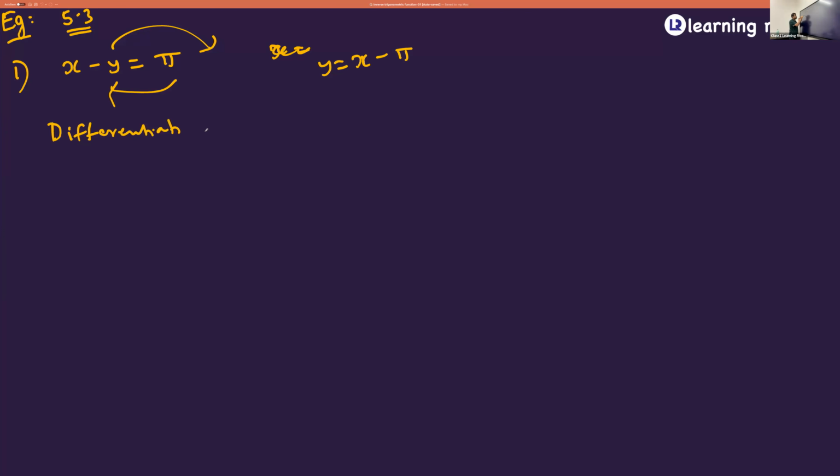Whenever you're differentiating, you need to mention with which variable you're differentiating. Differentiating with respect to x, what do you have? Derivative of x with respect to x is 1, minus derivative of y, derivative of pi is, that's it. Which implies dy by dx is 1.